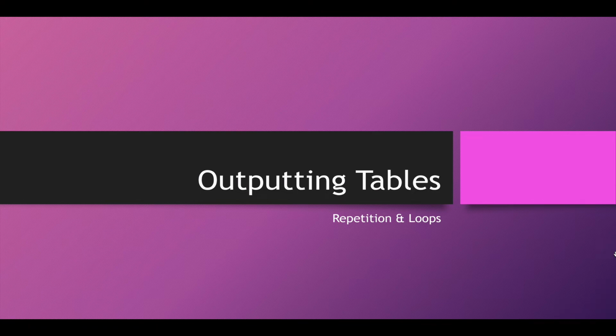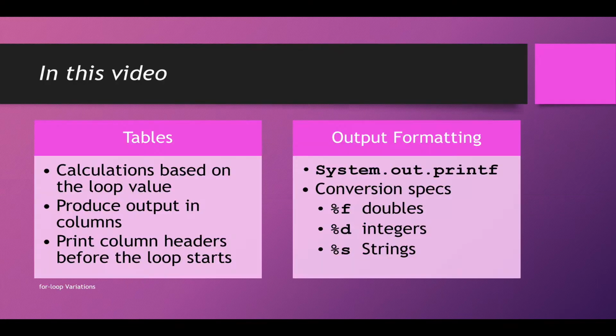In this video, we're going to look at how to use for loops to output tables of calculated values based on the loop variable. You can make a calculation and print out a series of values based on a loop variable. We're going to look at how to produce output in columns, and especially how to use column headers before the loop to avoid redundancy and make your table easier to read. And we're going to take a quick look at output formatting to control more precisely how numbers appear.